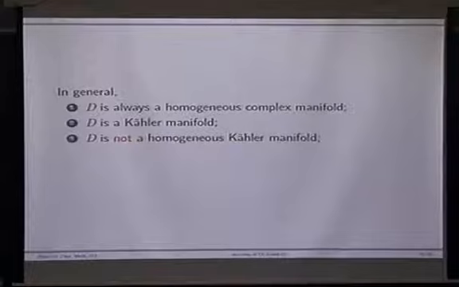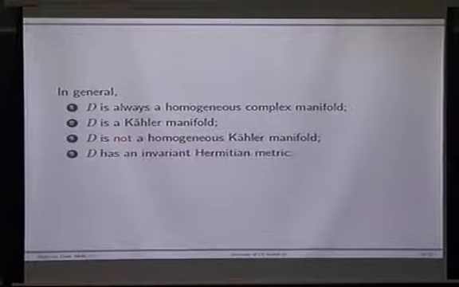D is always a Kähler manifold in the sense that we always have a Kähler metric on it. But D is, in general, not a homogeneous Kähler manifold. That means you do have a Kähler metric on it, but the one which is invariant under the group action may not be Kähler. This is trivial, because on any homogeneous complex manifold you can have an invariant Hermitian metric.